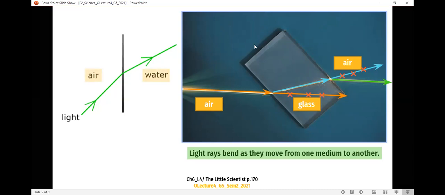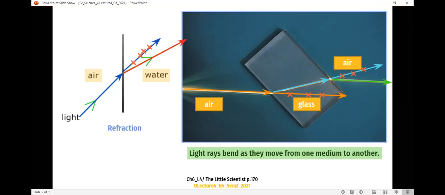Look, they sent a ray of light to water. Did it continue its way in a straight way? No, it didn't. It bends. It changes its direction. That's what we call refraction.